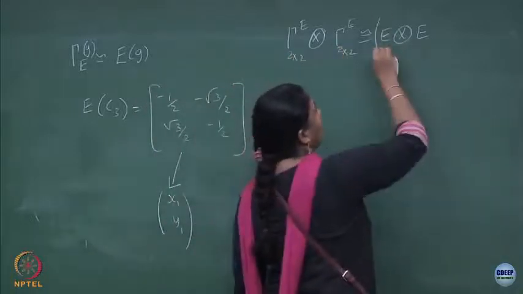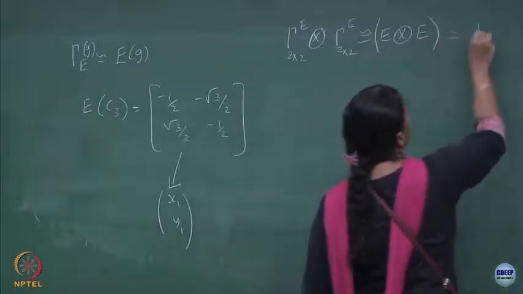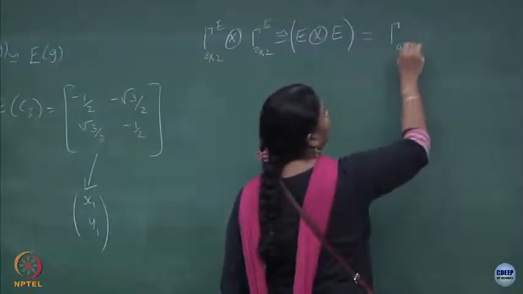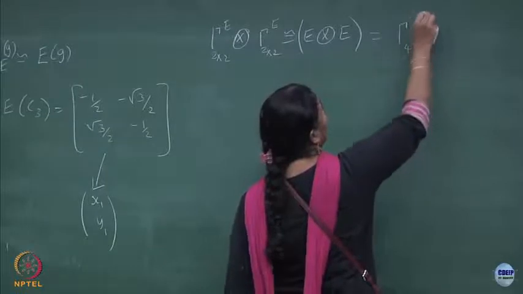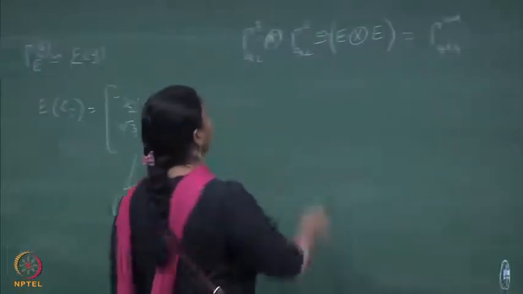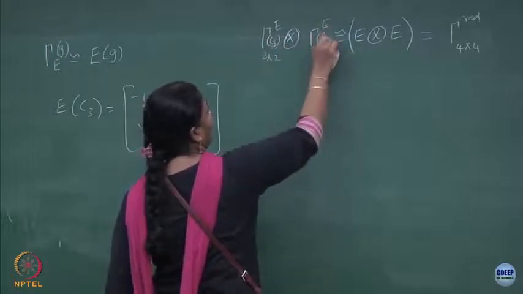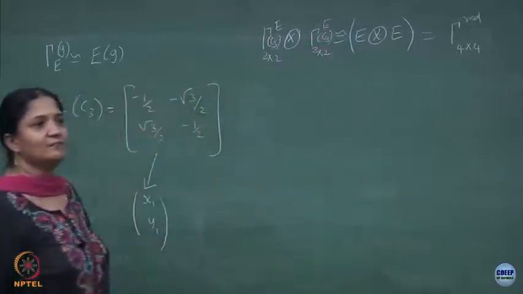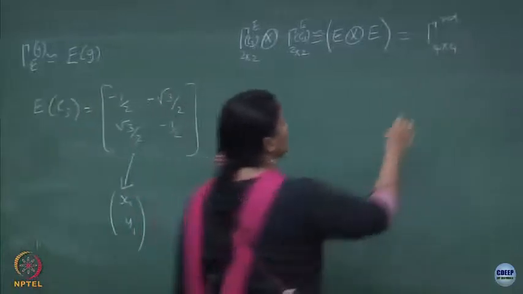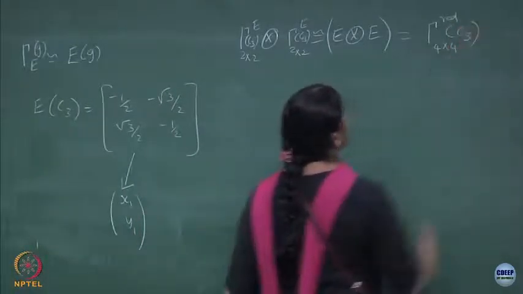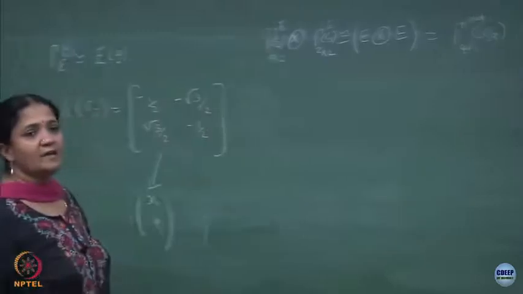This will be multiplied, and is going to give me a 4 cross 4, which is reducible, and I am confining myself to C3. You can do it on every element of C3V, just for an exercise I am doing it for you here.